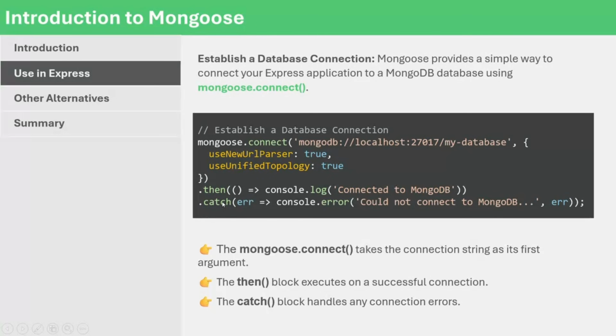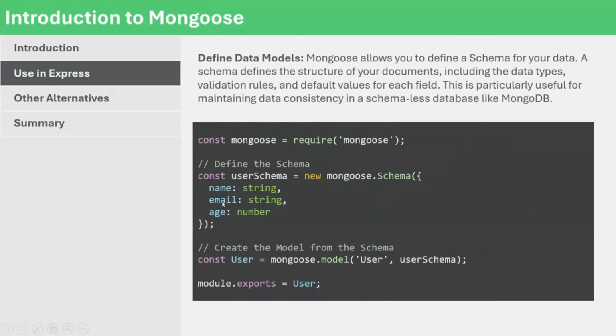Okay. Then we can also use Mongoose to define data models. Mongoose allows you to define a schema for your data. A schema defines the structure of your documents, including the data types, validation rules, and default values for each field. And this is particularly useful for maintaining data consistency in a schemaless database like MongoDB. So we have learned that MongoDB is schemaless. That means we can insert any type of document in a collection.